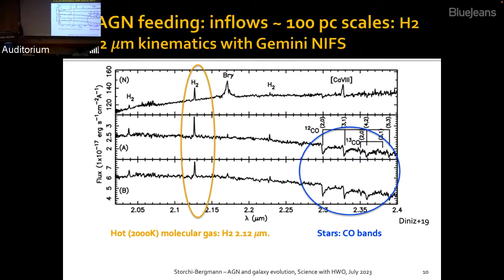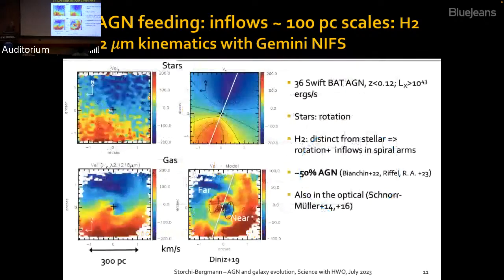So what we have found is that usually the stars show rotation. And for example, the H2, sometimes the Brackett gamma also, they also show rotation, but it's distinct from the stellar movement. They show rotation plus inflows. So we usually find blue shifts in the far side, red shifts in the near side that indicate inflows to the center. And in a sample of 36 nearby BAT AGN, we found these inflows in about 50% of them.